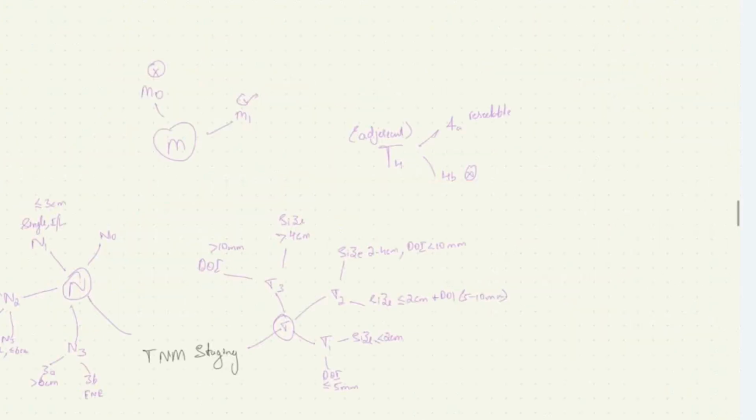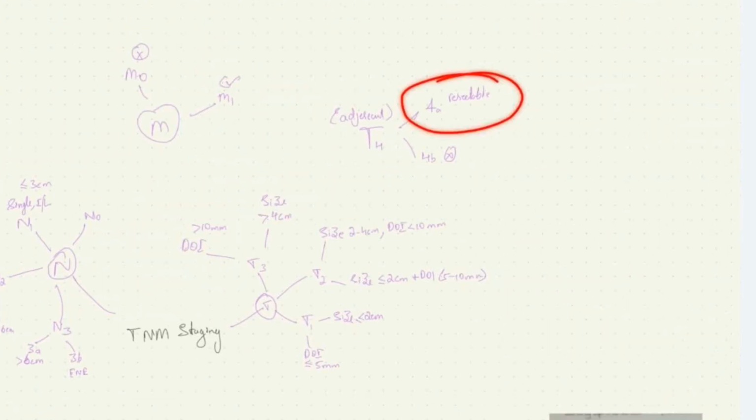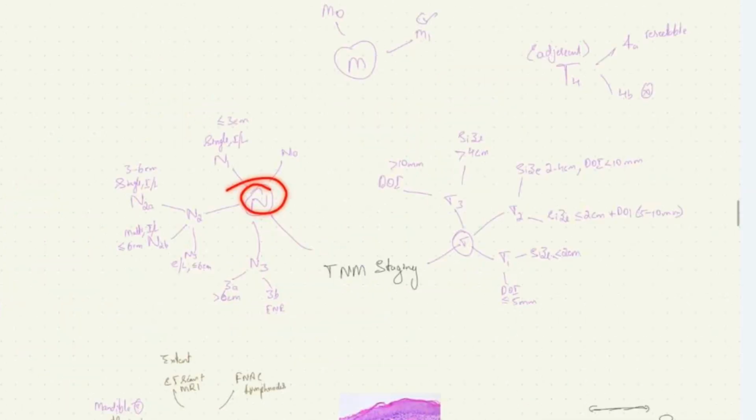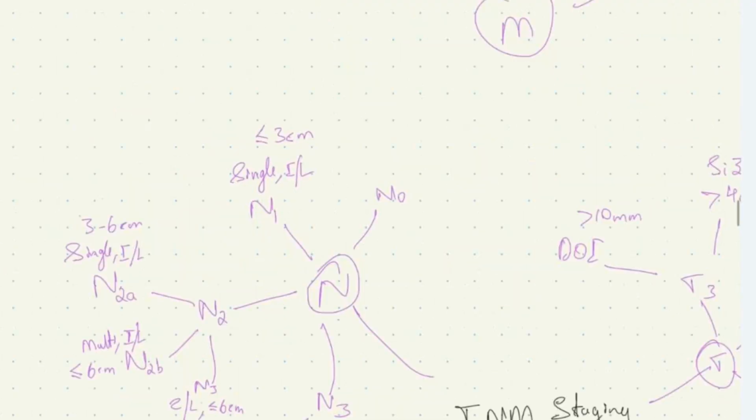T4A is the tumor can be resectable. In T4B, we can't resect a tumor, we only give palliative therapy. Coming to nodal staging, we have to remember only two numbers, that's it. That is 3 and 6. No nodal involvement is N0. N1 is single ipsilateral lymph node involvement with the lymph node size less than or equal to 3 centimeter.